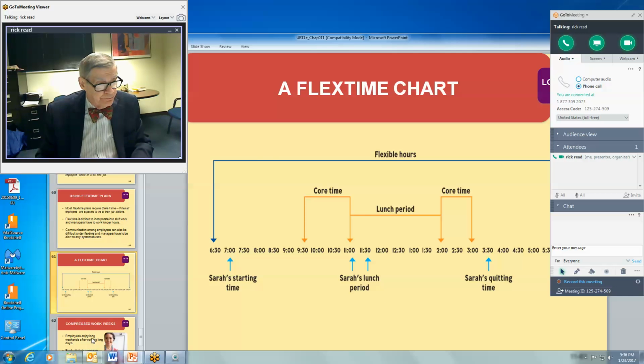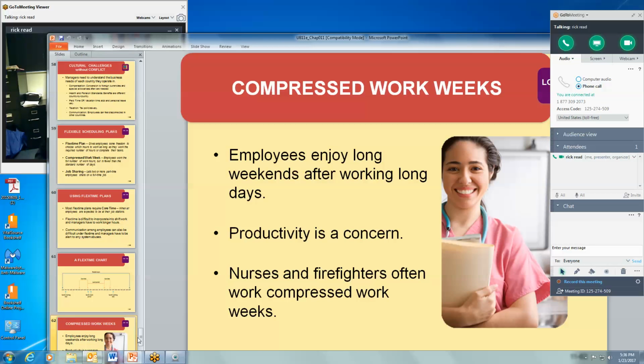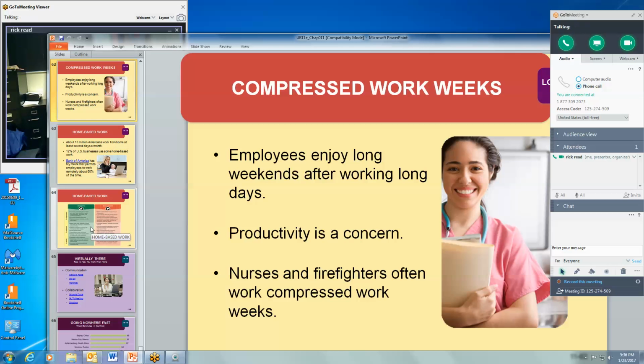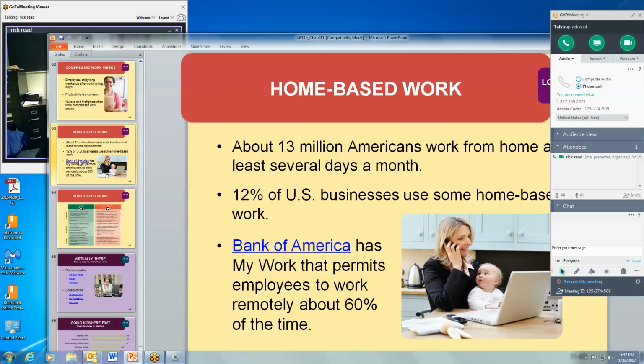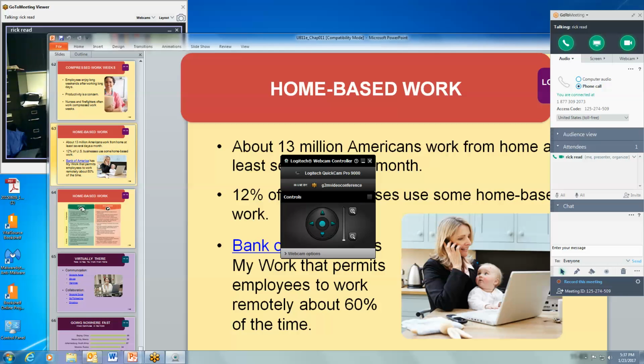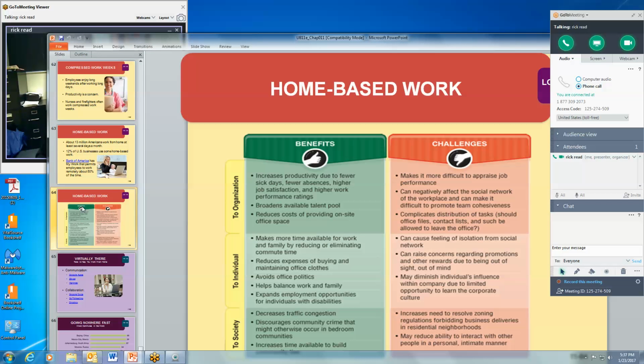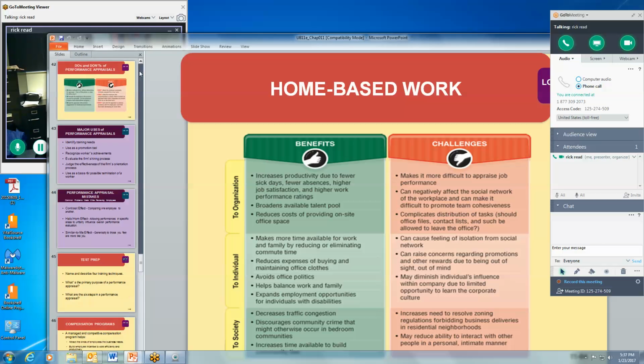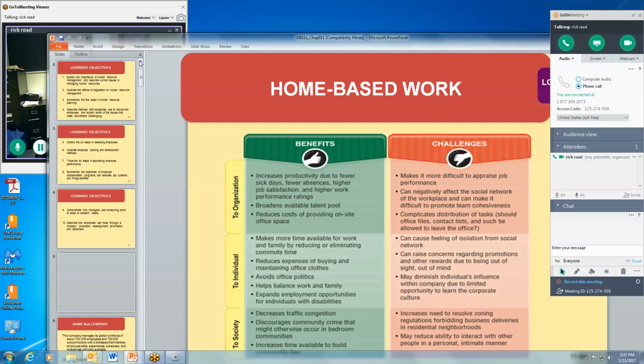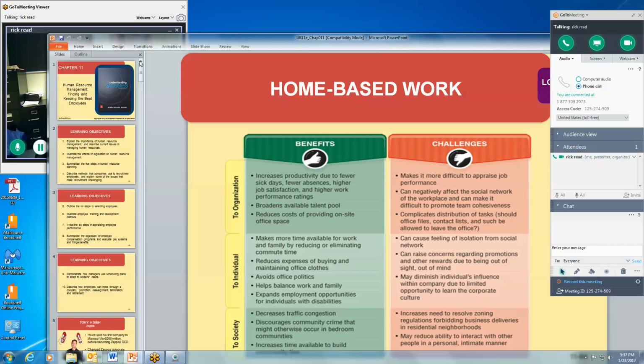And these are compressed work weeks. I'm not going to talk about that anymore. We've discussed that enough. And the home-based pay work, again, you have to be careful about it. We've talked about home-based work before, and I'm not going to talk about it anymore, other than to understand the person who does this has to know what he or she is doing. They have to be ready to do it, and otherwise it's going to be not beneficial.